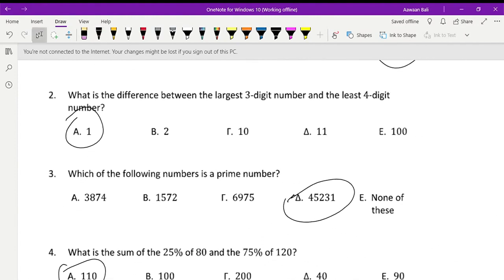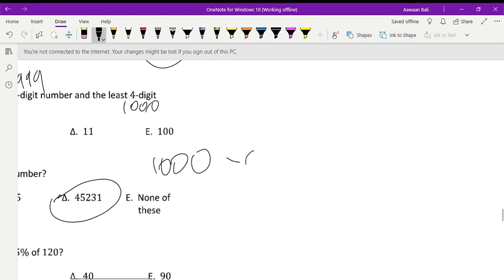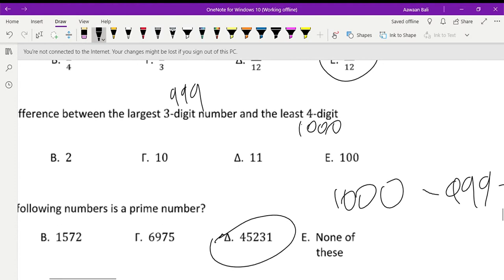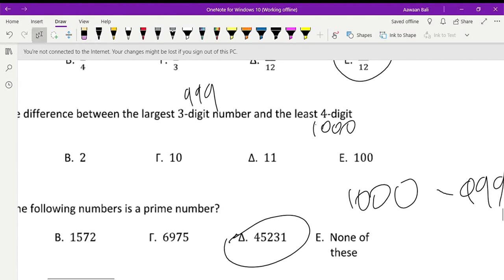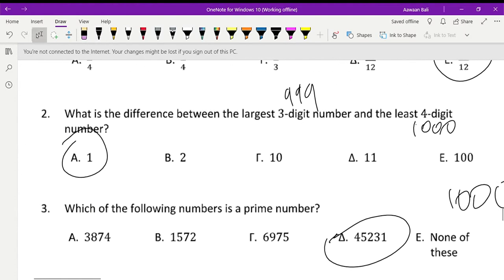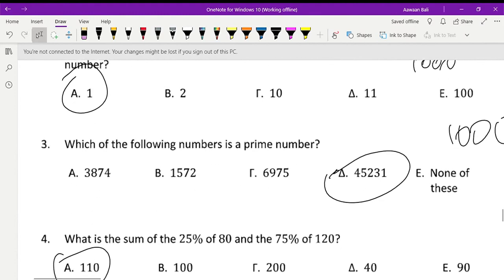The difference between the largest 3-digit number, which is 999, and the least 4-digit number, 1000, is what? It's obviously 1, since the least 4-digit number is 1000 and the largest 3-digit number is 999, which means they only have a difference of 1, since after the largest 3-digit number it's the smallest 4-digit number. So therefore the answer is alpha, 1.